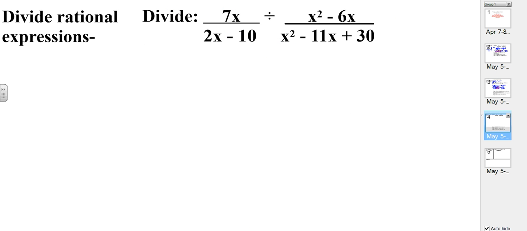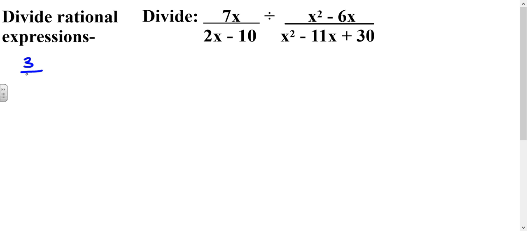All right, now we have dividing rational expressions. So think about normal fractions. If I have 3 halves divided by 5/4, when I'm dividing normal fractions, what is the process for that? Well, instead of dividing, we would multiply by the reciprocal because that's easier. So I would have 3 halves times the reciprocal of 5/4, which would be 4/5.